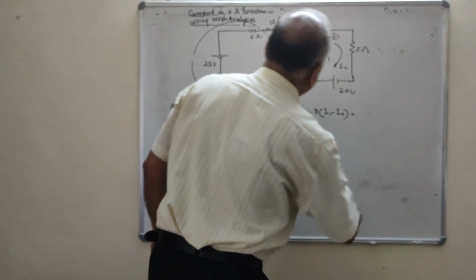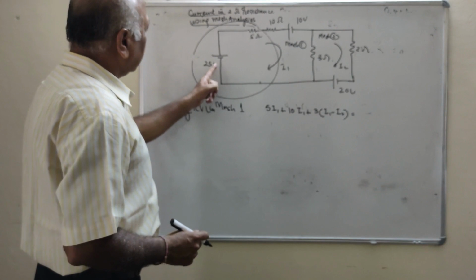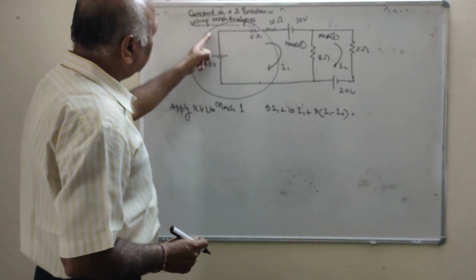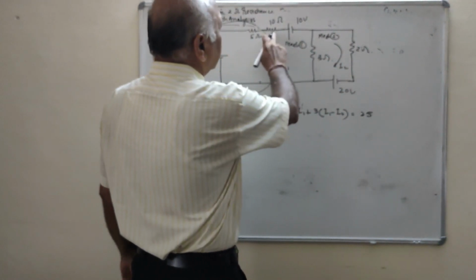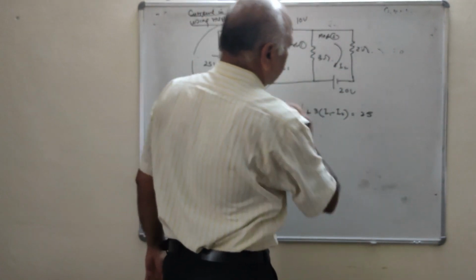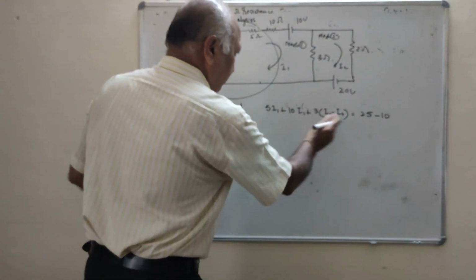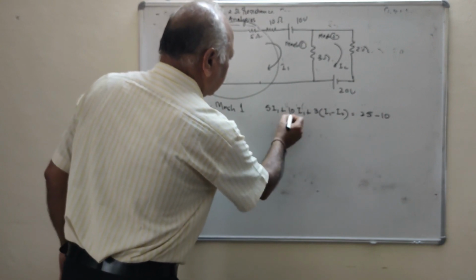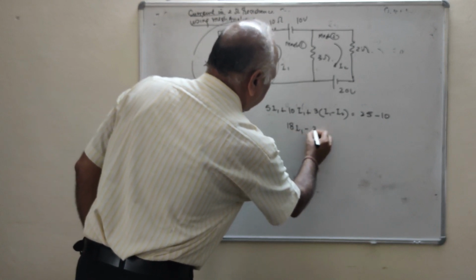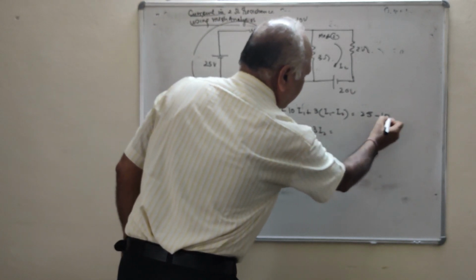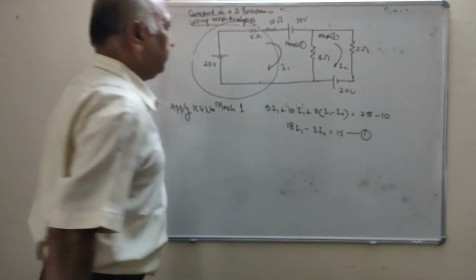Now we have to write the voltage drop. You will see here the I1 is coming from negative to positive. That means this is the 25. And here the current is going from positive to negative, that is 25 minus 10. If we solve this, 10, 5, 15, 3, 18. This is 18 I1 minus 3 I2 equals 25 minus 10, which will be 15. This is equation number 1.